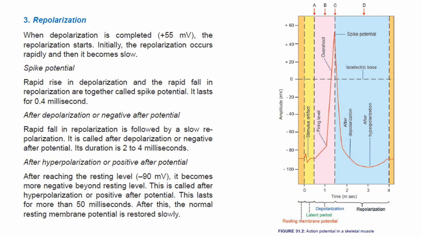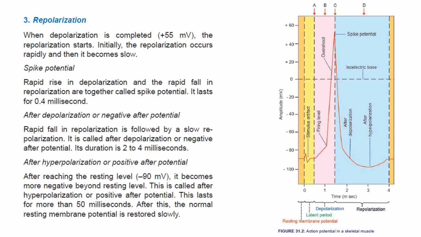The third component is after hyperpolarization or positive after potential. Sometimes the membrane potential becomes even more negative than the resting levels after repolarization. This is called hyperpolarization or the positive after potential. This phase lasts for more than 50 milliseconds and represents a temporary overshoot before the cell stabilizes. Finally, the normal resting membrane potential is restored.